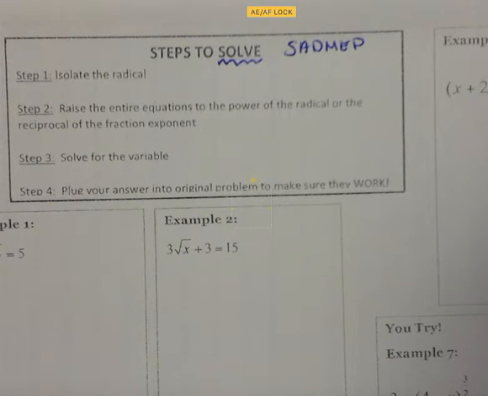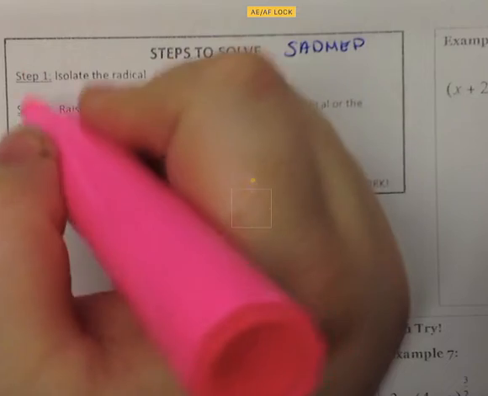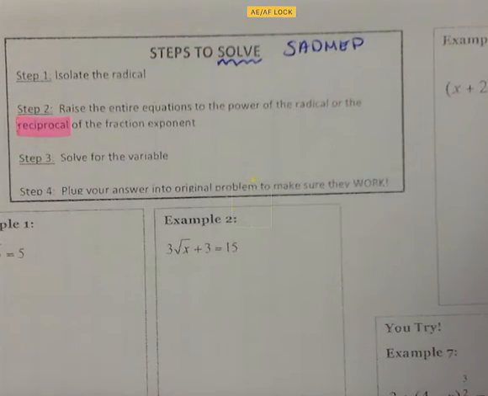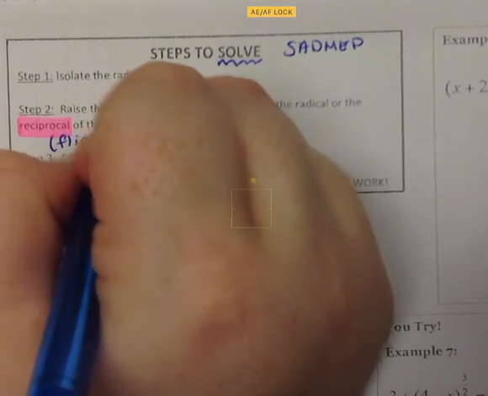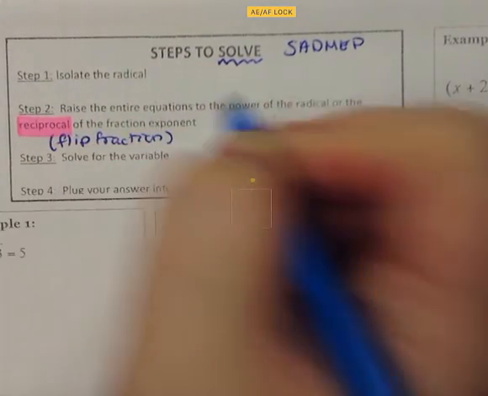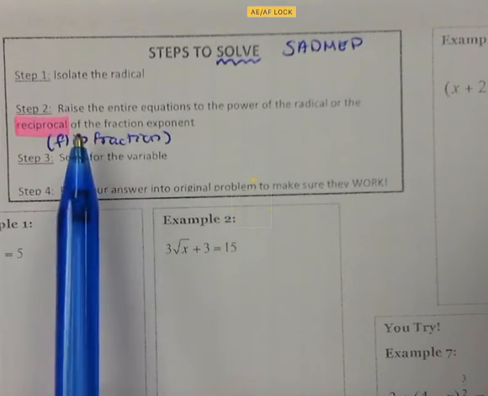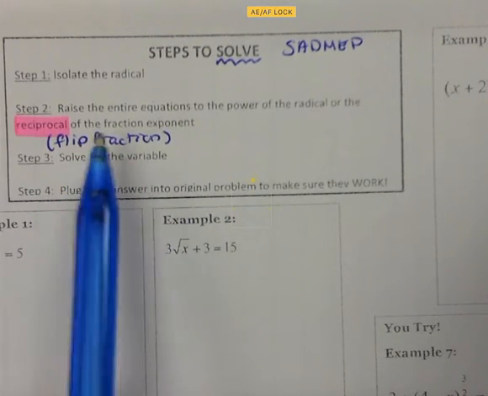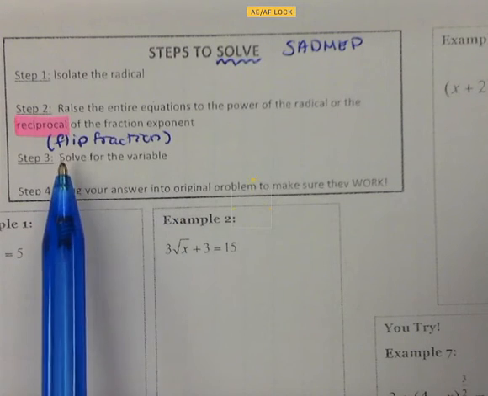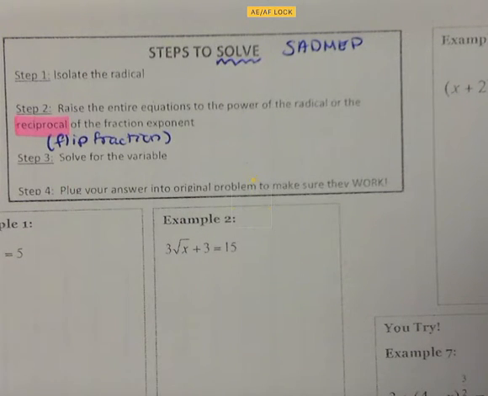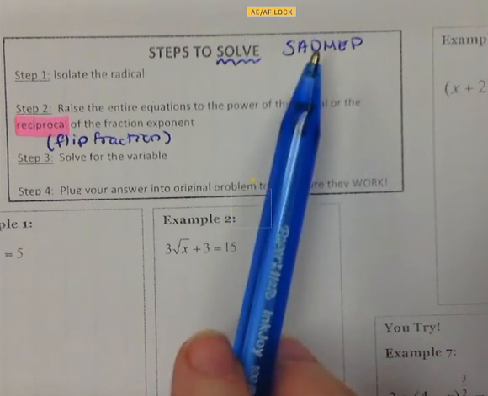So the reciprocal is when you flip the fraction. Because when you multiply by the reciprocal, it will end up turning into 1. Now, we're not multiplying, we're raising to the reciprocal. What that does is it gets the exponents to become a 1, which is what we want. Once we've done that, that'll get rid of the exponent or the radical, and then we're just left with a basic equation where we want to solve for the variable. And again, we go back to SADMEP.